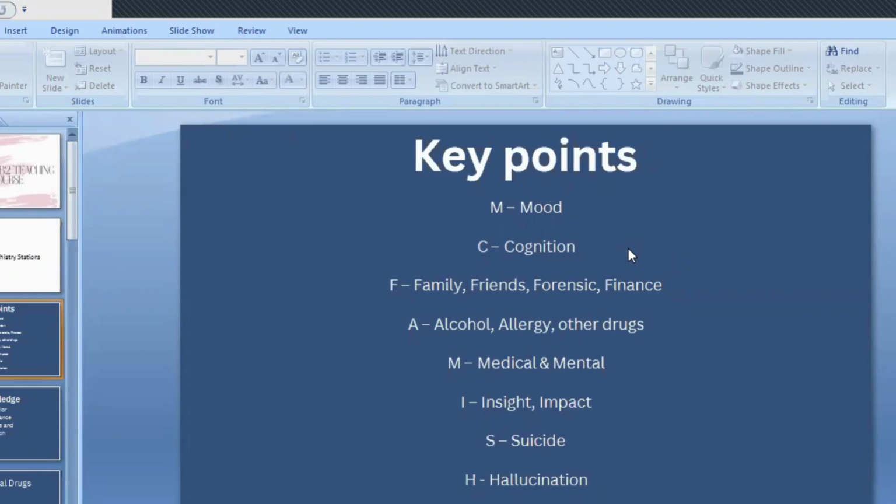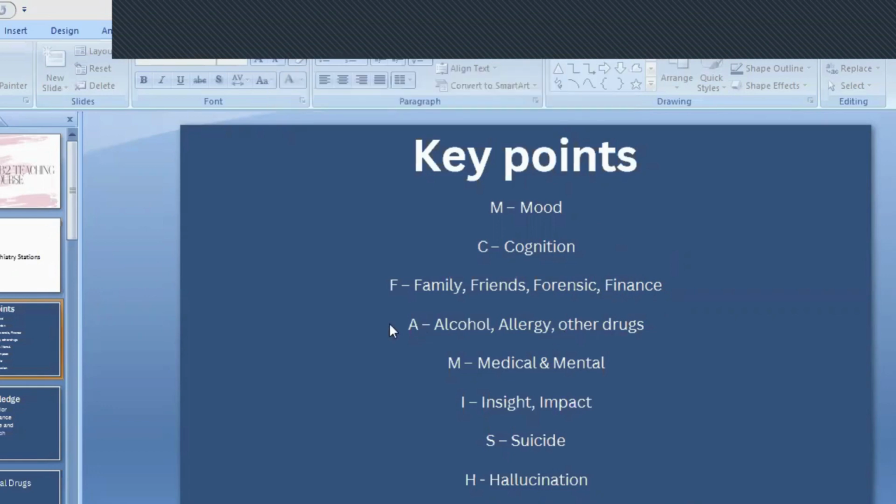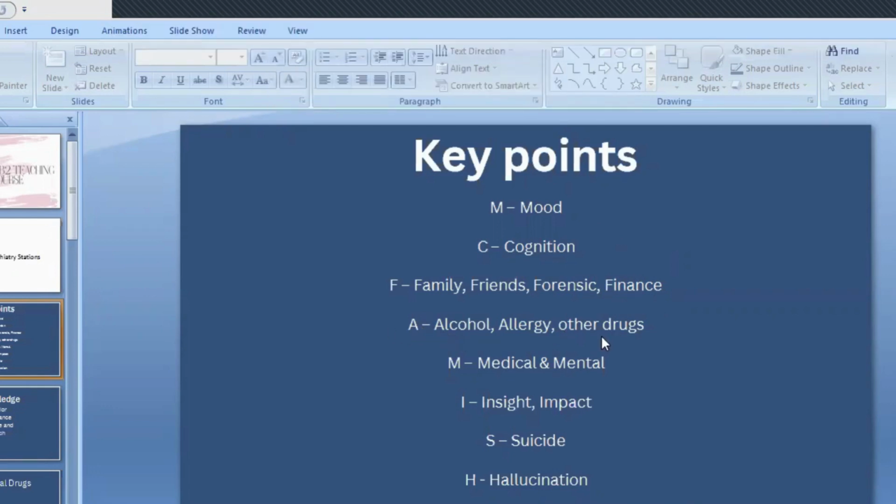So this can suggest that the patient is having an episode of hypomania or mania. So that's the main significance of asking about finances. Then A stands for alcohol, allergy, and other drugs. Again, every psychiatric illness might be induced by recreational drugs or by addictive substances. So alcohol or other drugs need to be asked.